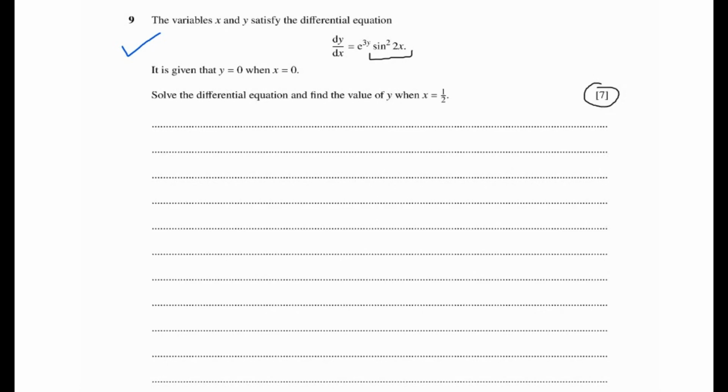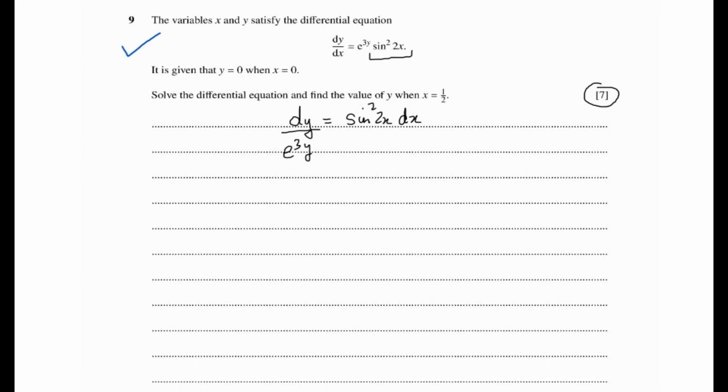So I'm going to go ahead and separate the variables. As always, dy and dx have to be in the numerator, and everything else separated according to that. If I had to take e to the power of 3y to the left side, it would be in the denominator. And sine squared 2x remains in the numerator on the right hand side.